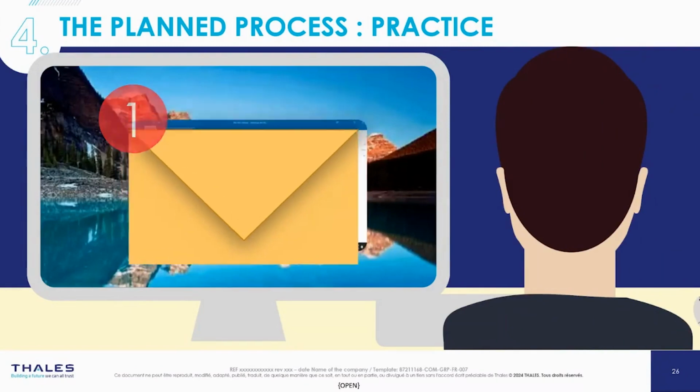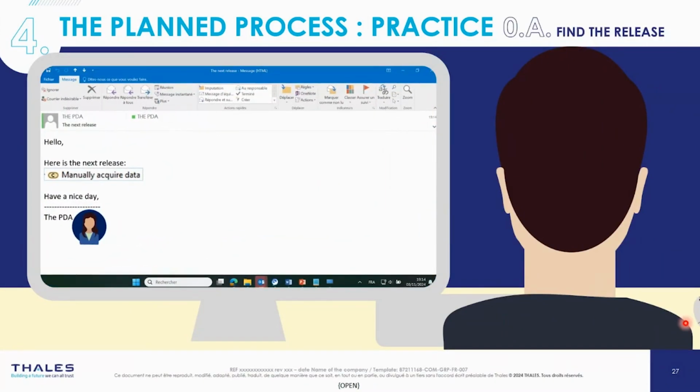So the IVV manager receives his email, and he will see that the chief engineer chose one capability as the boundary of the release. She could have chosen something else. There is no limitation with the tool, but this makes sense to us because a capability at the SA level is a customer need. The capability here is manually acquire data.